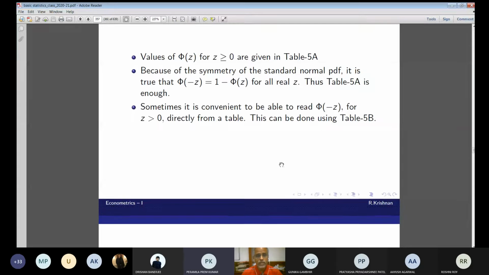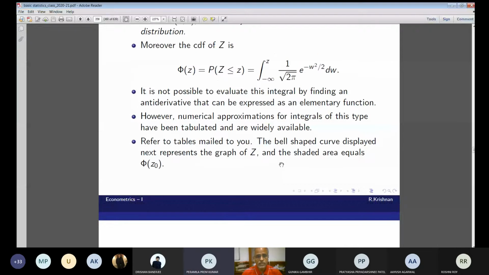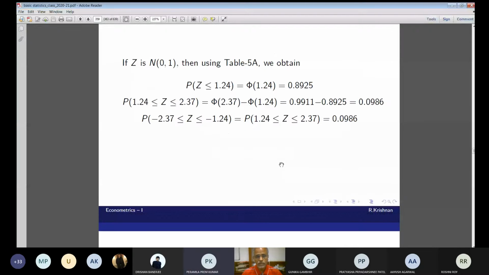Okay, sometimes it is convenient. P of Z greater than 0 is given in table A. This is the CDF of all this stuff. We did some small examples.